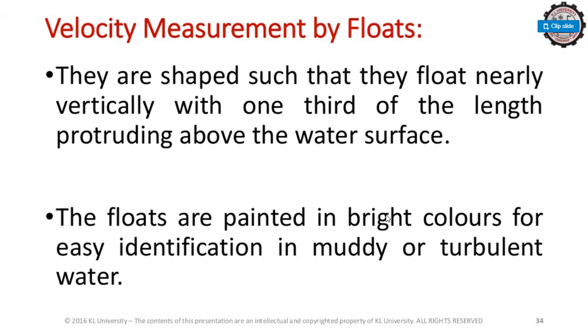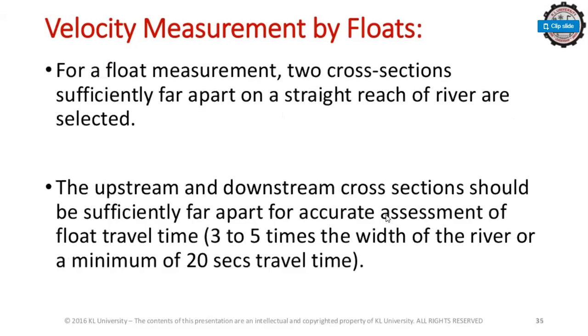Velocity measurement by floats. They are shaped such that they float nearly vertically with one third of the length protruding above the water surface. The floats are painted in bright colors for easy identification in muddy or turbulent water.